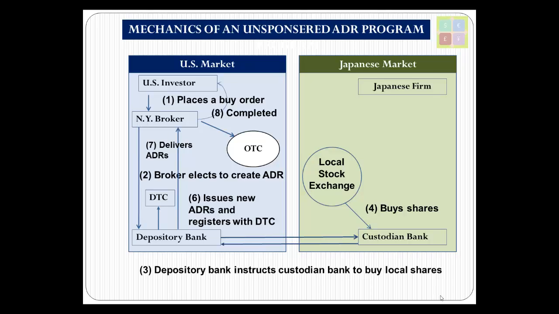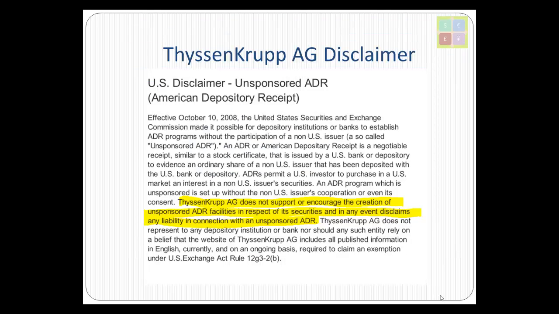And now the process is complete, and we see here that the Japanese firm is not involved in the process at all. Can the firm be sued for some reason by US investors, although the firm did not initiate the process or did not participate in the process at all? And the answer is yes. In the United States, the firm can be sued. So in order to protect them, firms would have to place a disclaimer on their website.